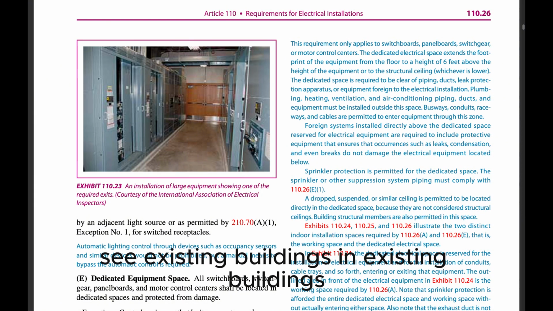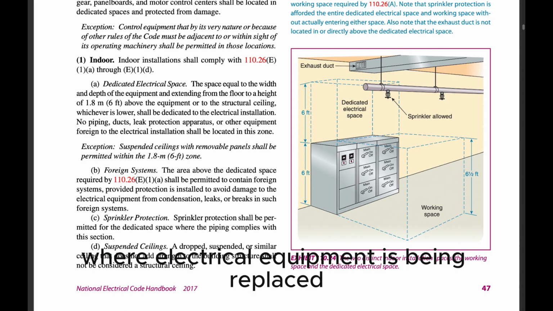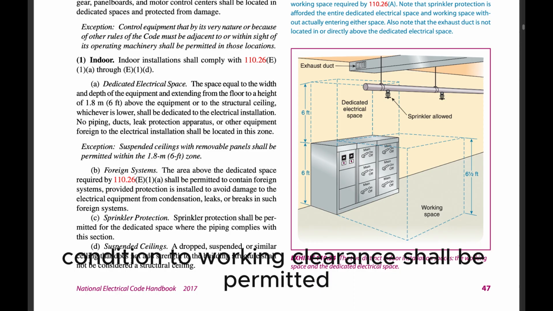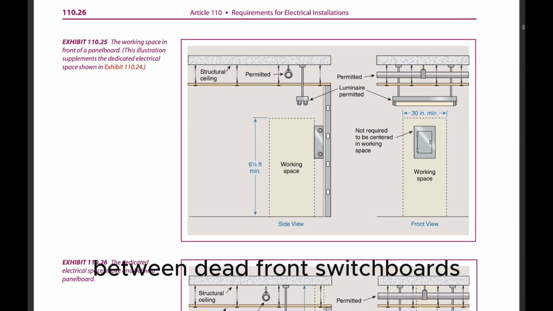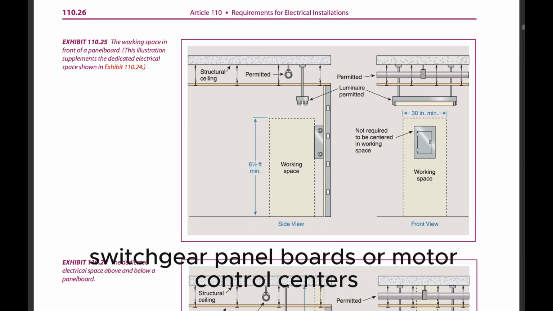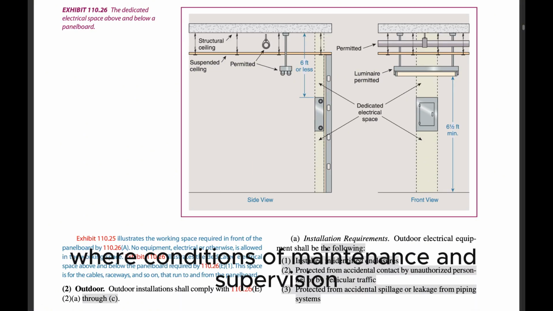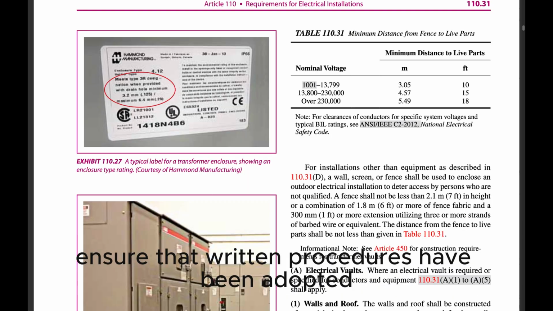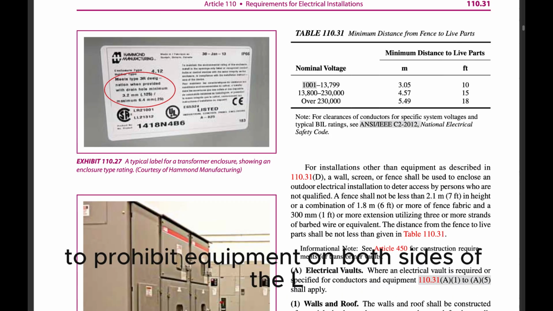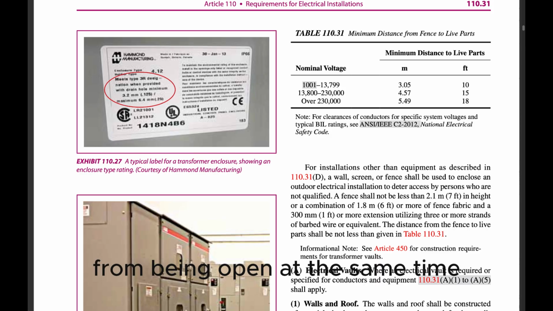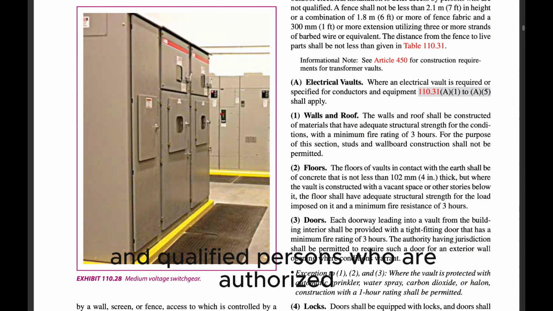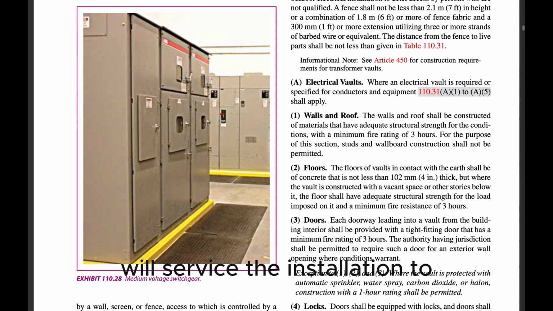C. Existing buildings. In existing buildings where electrical equipment is being replaced, working space shall be permitted between dead front switchboards, switchgear, panelboards, or motor control centers located across the aisle from each other where conditions of maintenance and supervision ensure that written procedures have been adopted to prohibit equipment on both sides of the aisle from being open at the same time, and qualified persons who are authorized will service the installation.